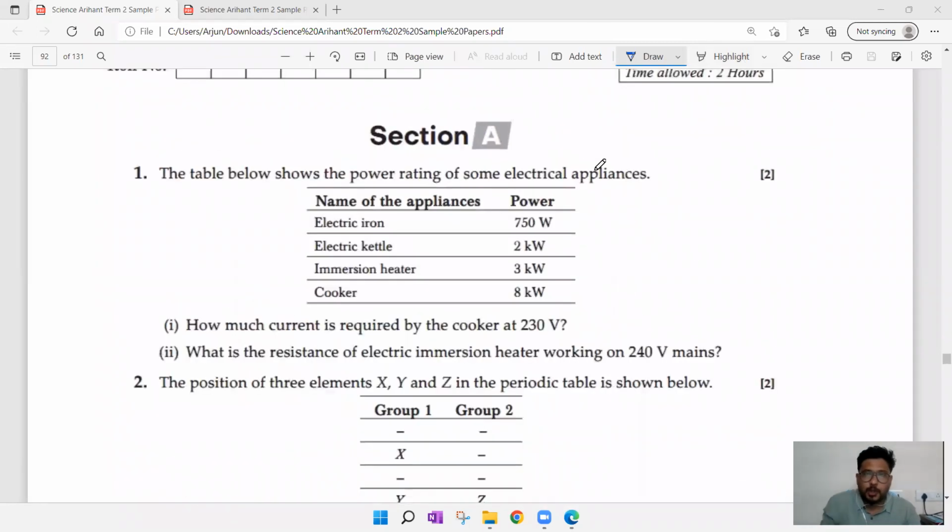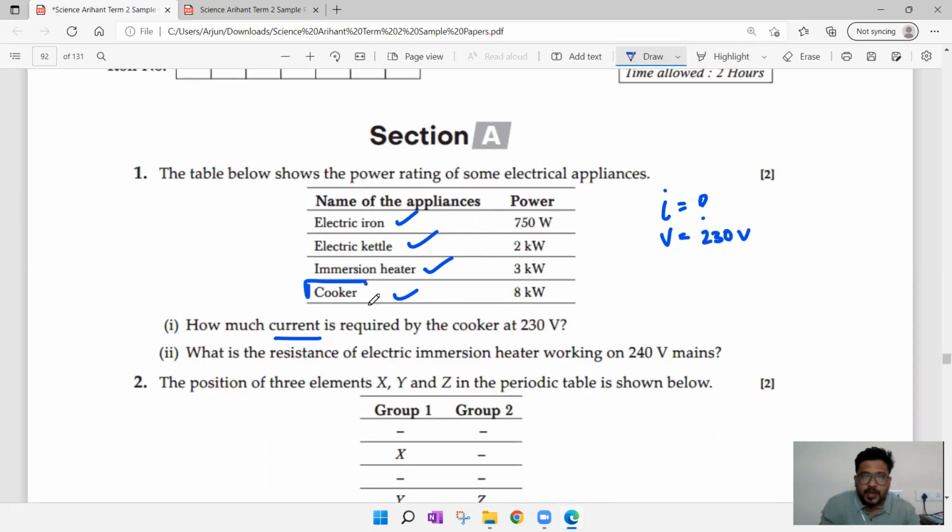First question, section A, 2 marks question. The table below shows the power rating of some electrical appliances: electric iron, electric kettle, immersion water heater, and cooker, with their power ratings. How much current is required by the cooker at 230 volt? So they are asking how much current. I value is equal to question mark, required by the cooker at 230 volt. So voltage V is equal to 230 volt.